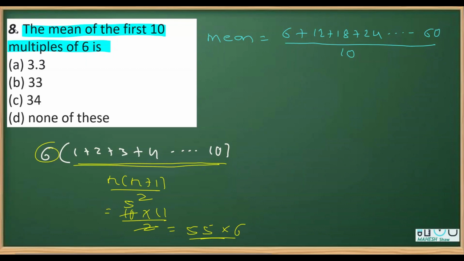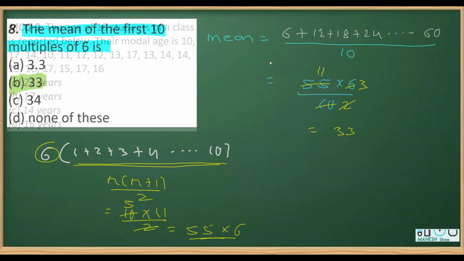Now what I'm going to do is replace this value here with the sum which we have obtained. So I'm going to replace it, and then the mean is what we got as 55 into 6, divided by 10. Yes, it can be reduced: 5 2 times, 5 11 times, 2 1 times, 2 3 times. So we got the mean as 33. Therefore 33, I think, yeah, this is the correct option. That is option B in this case.